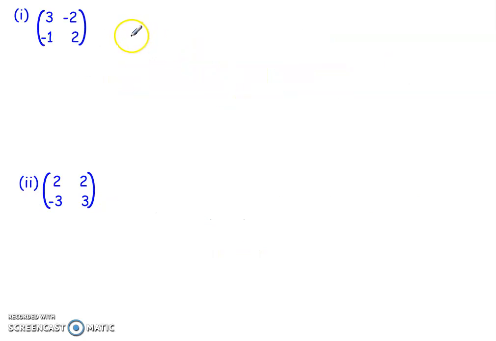So the first question was to find the inverse of these two matrices here. Now the first matrix up here, again, you've got to make sure you equate it and get your A, your B, your C and your D correct. So there's my A, my B, my C and my D. From that, I can tell you that A is equal to 3, B is equal to -2, C is equal to -1, and D equals 2.